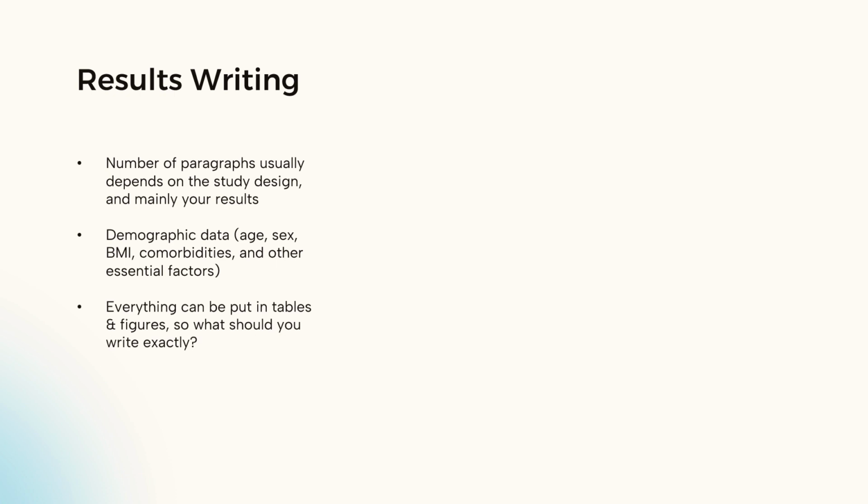So most students, or when people start doing research, they might ask, okay, everything I will put into the tables and the figures. So what should I write exactly? So you want to write the summary and the big picture and the interesting, common, and rare variables. So for example, instead of writing that male were this percentage and female were this percentage, you will talk about the most common gender in your study, for example, the most common complication, and etc.